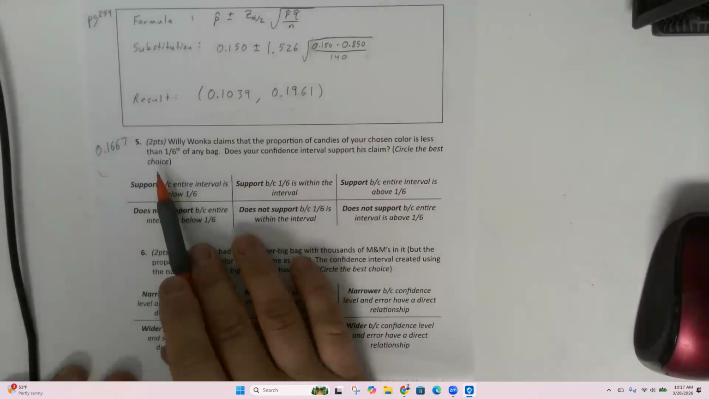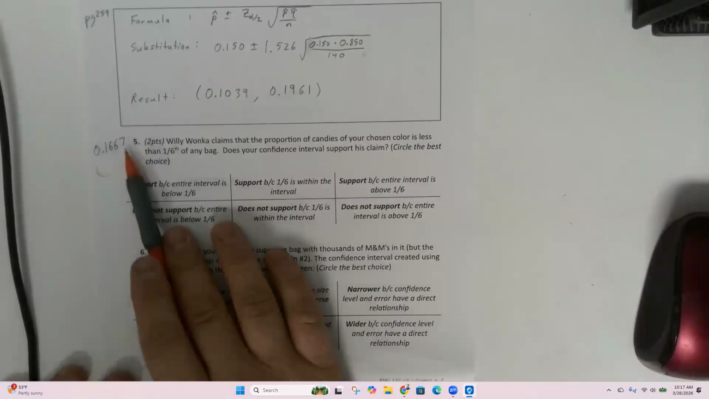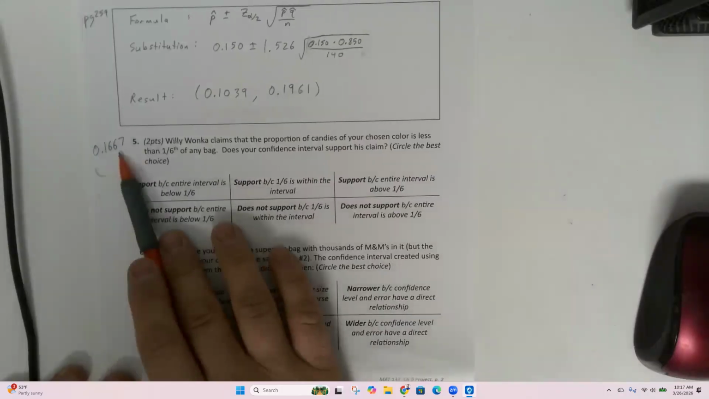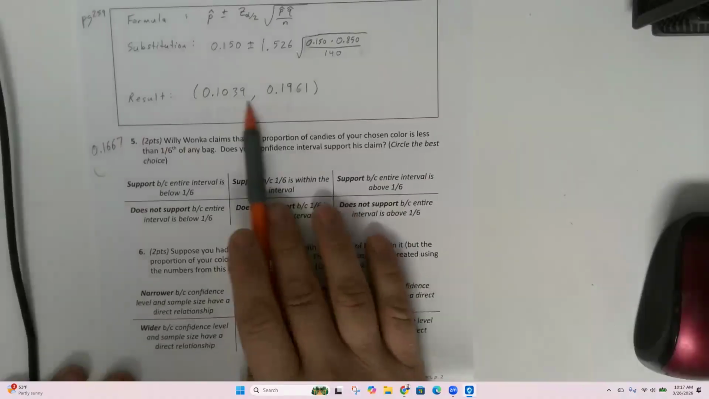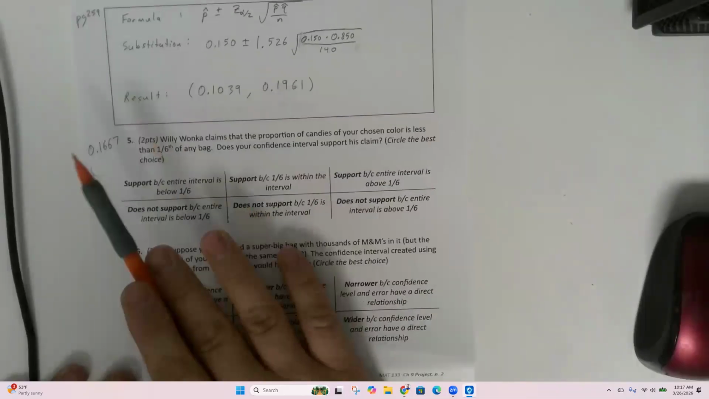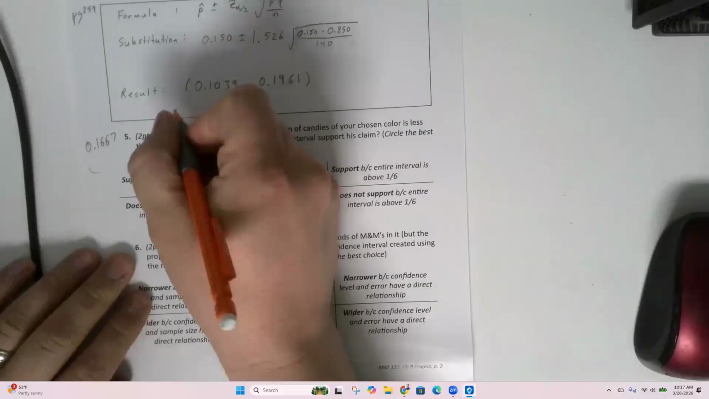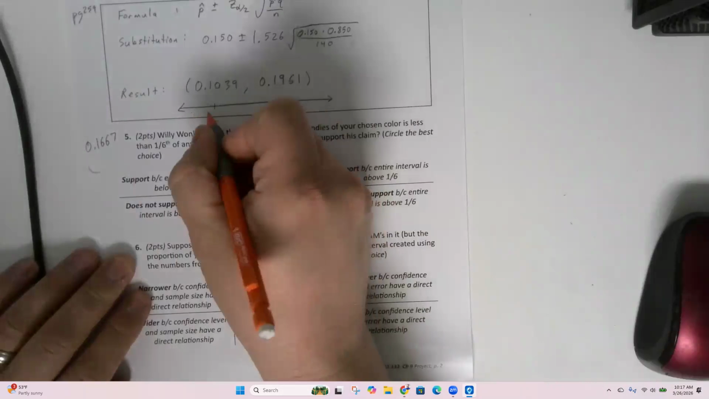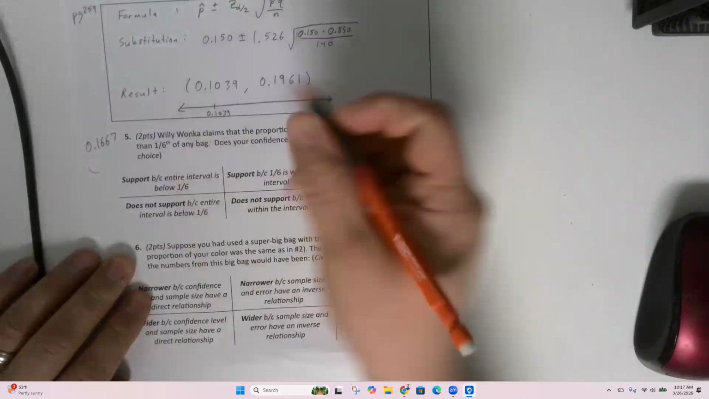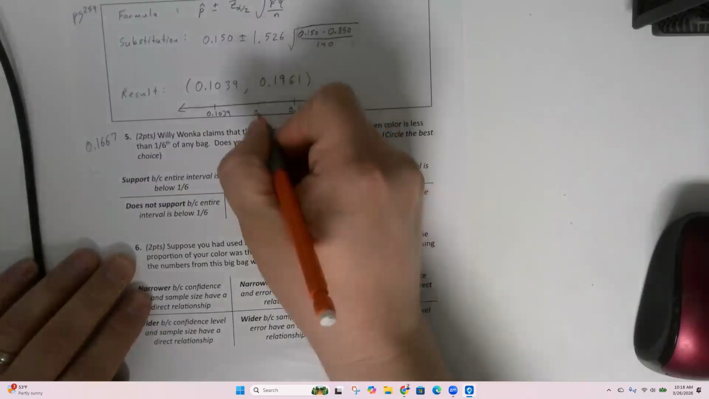Okay. He's claiming that the proportion of blue M&Ms in the entire population is not this number. Okay, it's less than that. So I'm going to look at my confidence interval. Well, I'm 87% confident that the true proportion is somewhere in this range. So all we need to do is check, is this 0.166 somewhere in this range? So imagine if you had a number line here. This is the x-axis. My lower limit is 0.1039. My upper limit is 0.1961. Dead in the middle is 0.15.